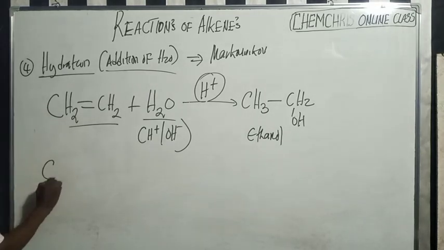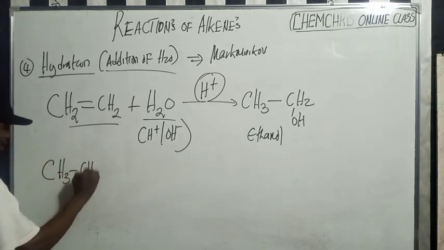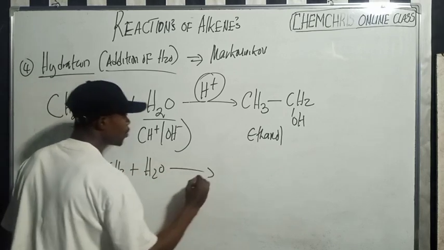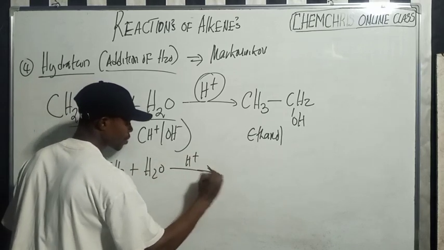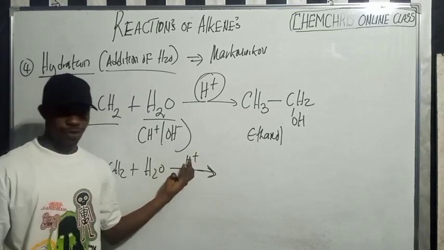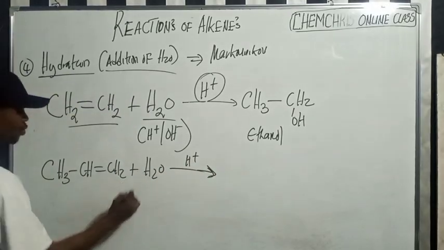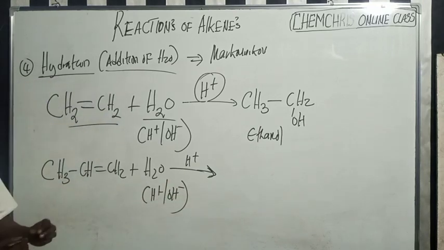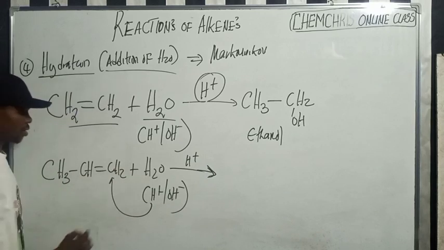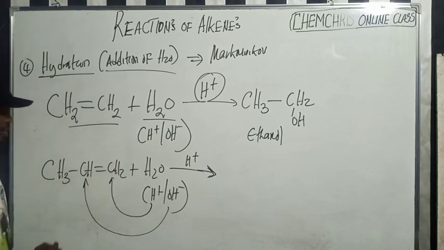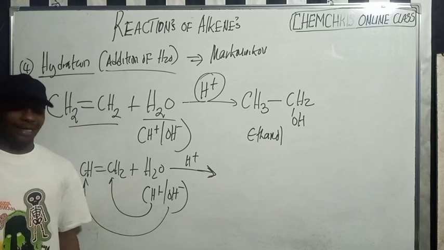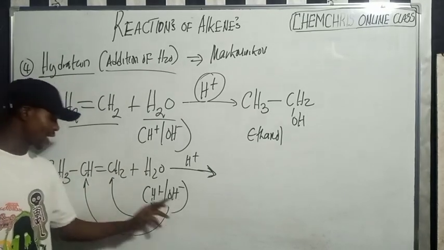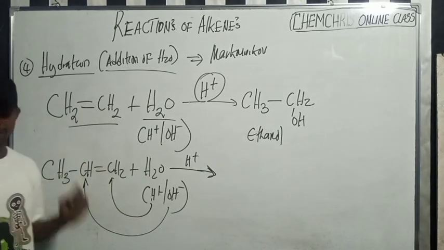So what about if you have something like CH3CH=CH2 plus H2O, and we now have H plus. Now this one is an acid. Do you understand? Now what happened here? Here we have H plus and OH minus, right? So hydrogen will be added to this point, while OH will be added to this point. Do you understand? Follow the electrophilic addition. Hydrogen is added to the carbon atom with more hydrogen. OH is added to the carbon atom with less hydrogen.